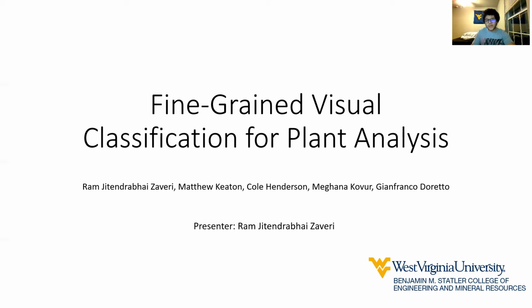The end goal is to predict a particular plant species from a given example. And we are using the fine-grained visual classification approach of machine learning. First of all, in order to understand this approach, we'll need to go through some basic machine learning introduction.